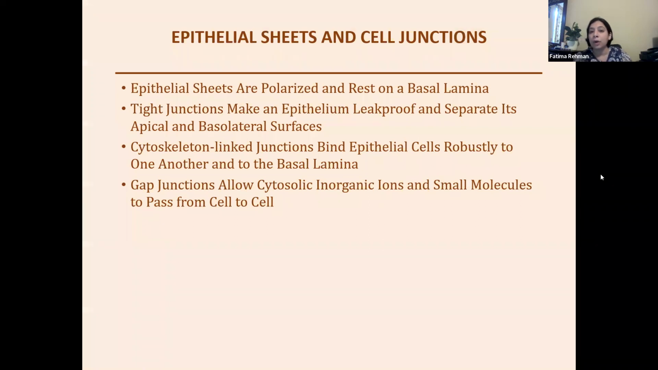So epithelial sheets are polarized and they rest on the basal lamina. Tight junctions allow that separation to be present so that they can have that polarization. They create a leak-proof separation between the apical and the basolateral cell surfaces. The cytoskeleton-linked junctions, like your desmosomes and adherens junctions, are going to allow for cell-cell contact and keeping that structure together. Gap junctions, on the other hand, are going to allow for cell-cell communication with the transfer of cytosolic inorganic molecules, small molecules, signals, cytoplasm, etc.